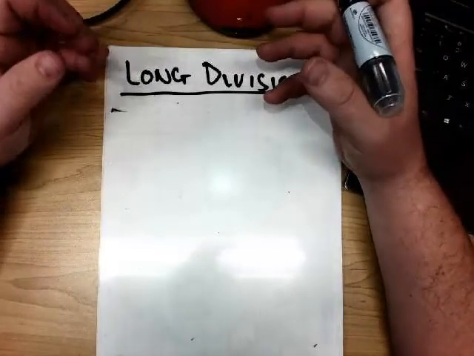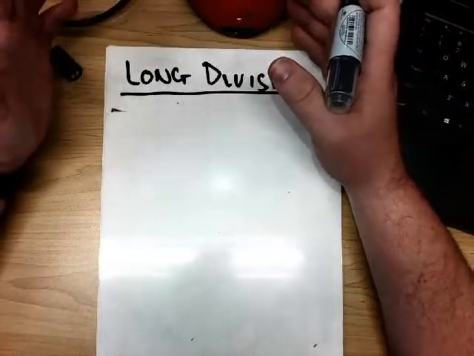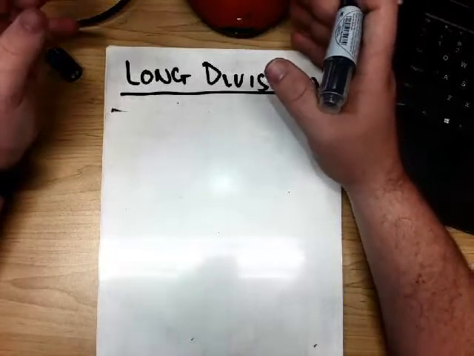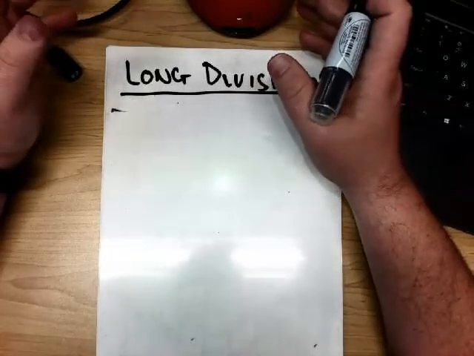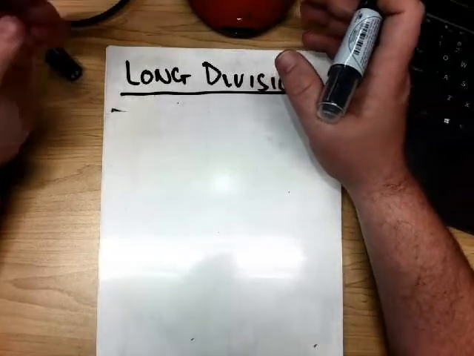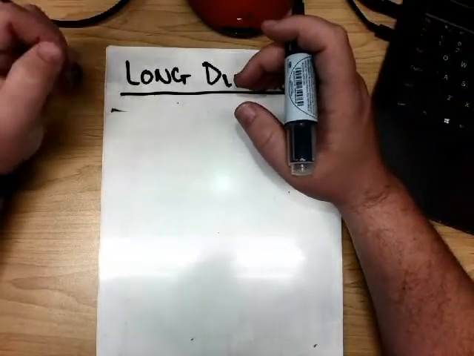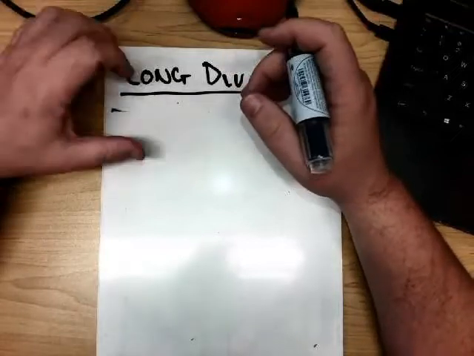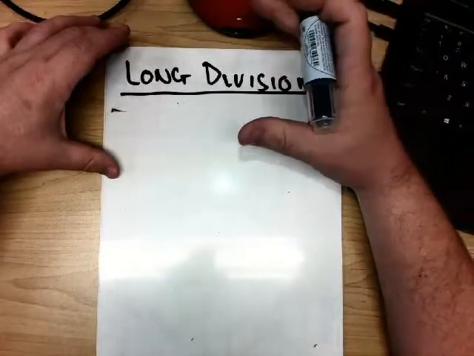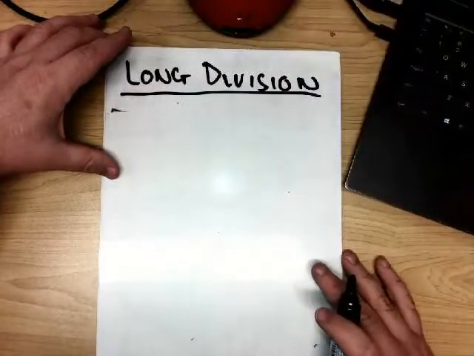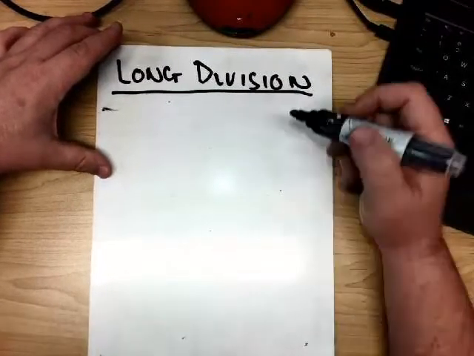So we'll start with a 3-digit dividend and a 1-digit divisor, and then we'll move on to a 4-digit dividend and a 2-digit divisor. That was my plan. All right. So there's a little process that we'll keep coming back to. So let's have a look.